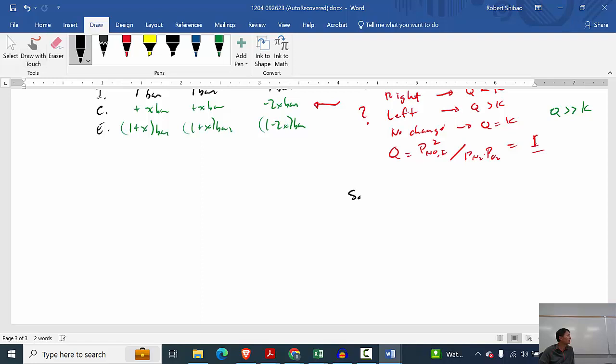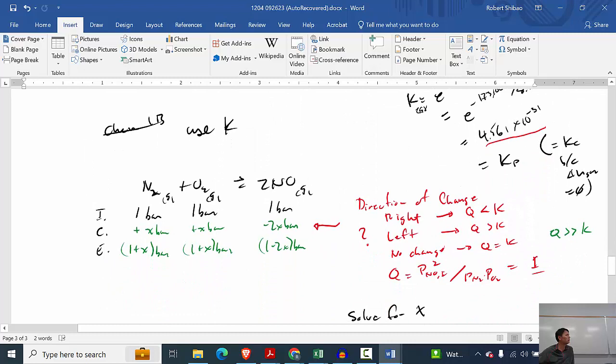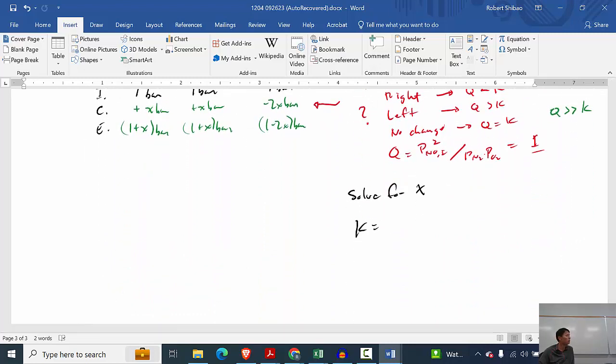So let's go ahead and solve for x. Using the K equation. K, which we got from our earlier calculation, is just equal to 4.56 times 10 to the minus 31. I should try to be more consistent with sig figs. This is going to equal the pressure of NO at equilibrium squared divided by the pressure of N2 at equilibrium and the pressure of O2 at equilibrium.